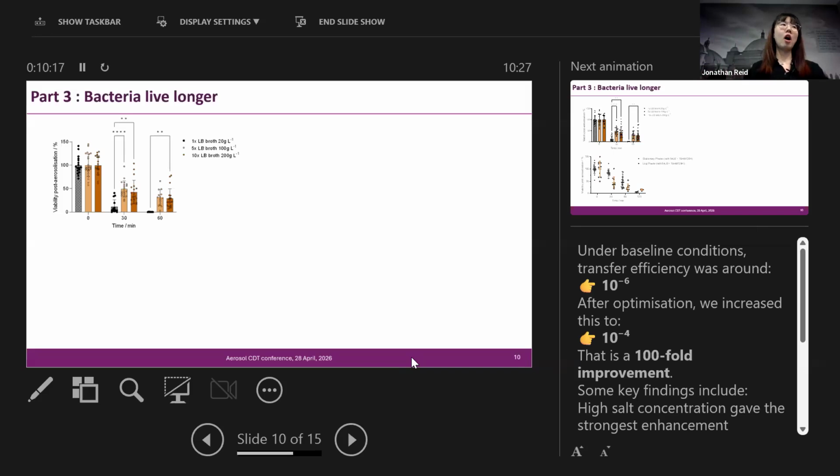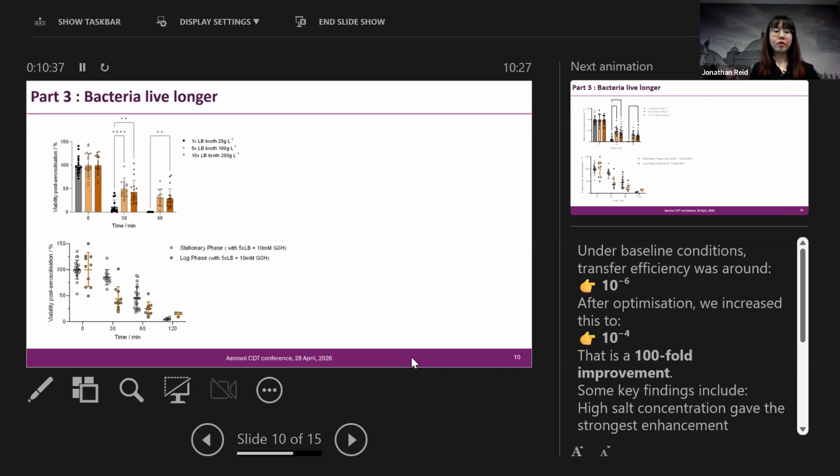If they treat with a higher salt concentration, like 10 times the concentrated solvent here, it can increase the viability from less than 1% to 40%. And this is a very good thing to help the bacteria live longer. We also tried the bacterial life cycle. We did a lot of tests, trying a lot of different conditions.